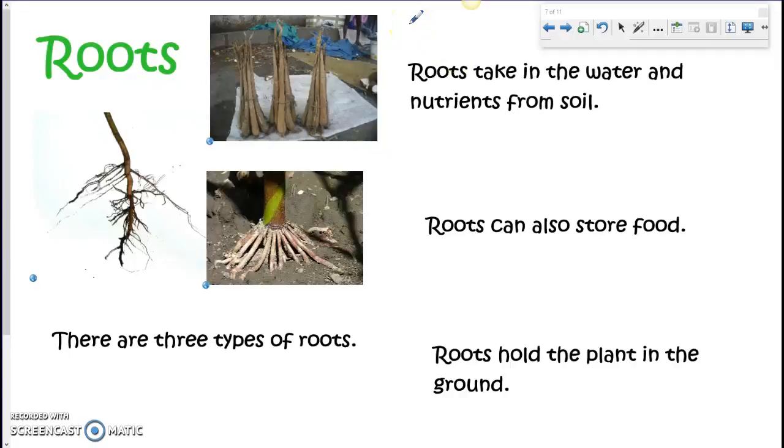Roots. There are 3 types of roots. And what a root does is it takes the water and the nutrients from the soil, and also roots can store the food. And last but not least, the roots hold the plant in the ground. So it's kind of like our feet. It just holds us up.